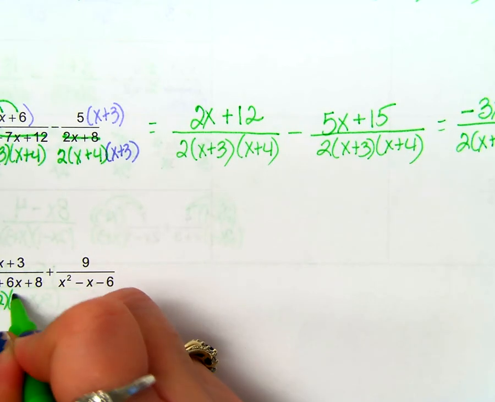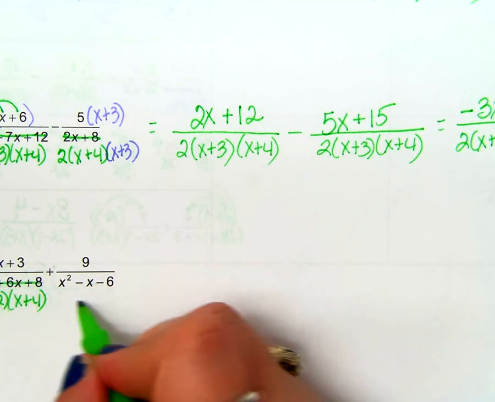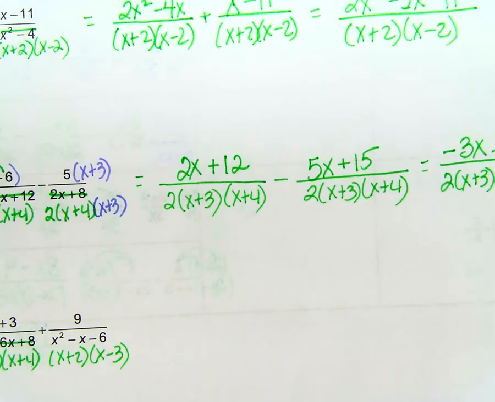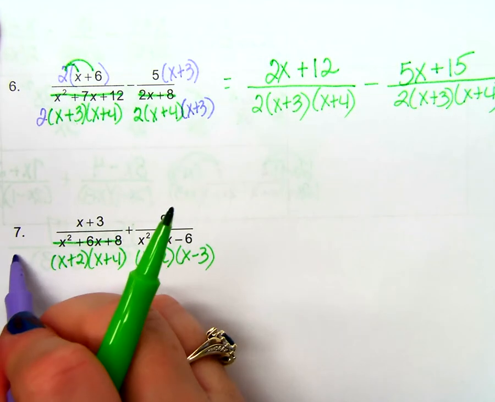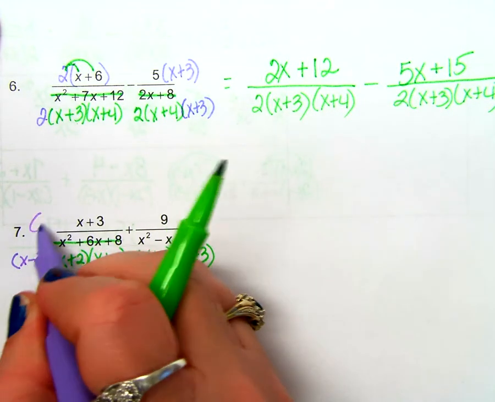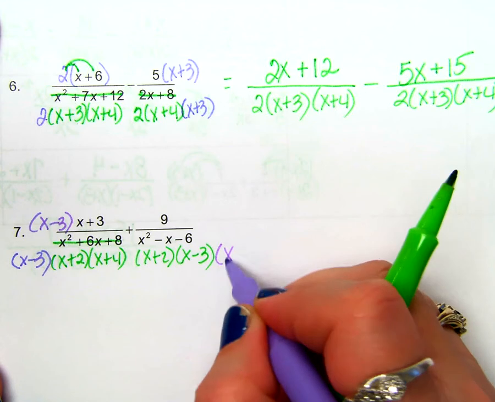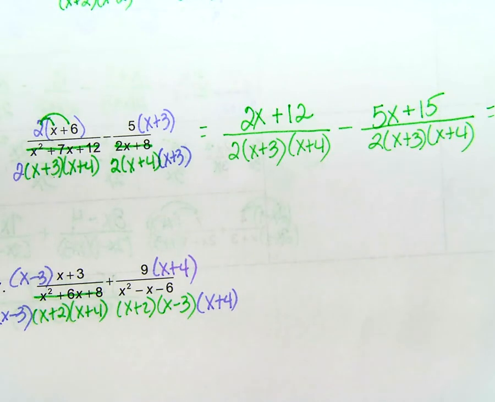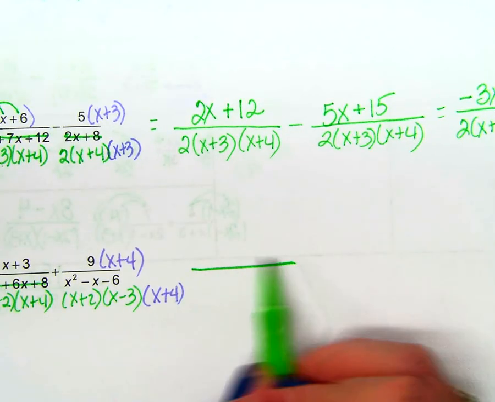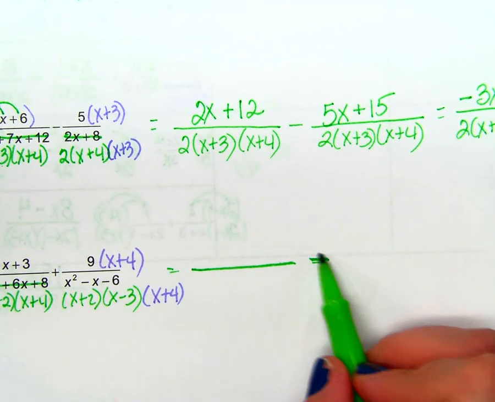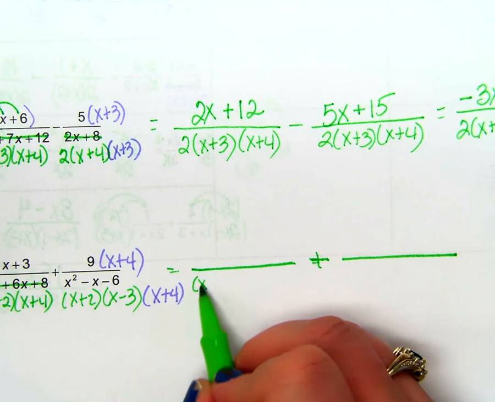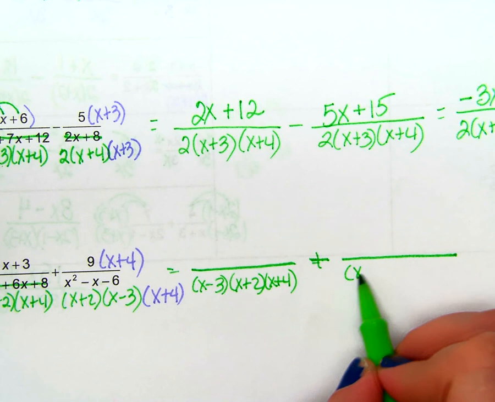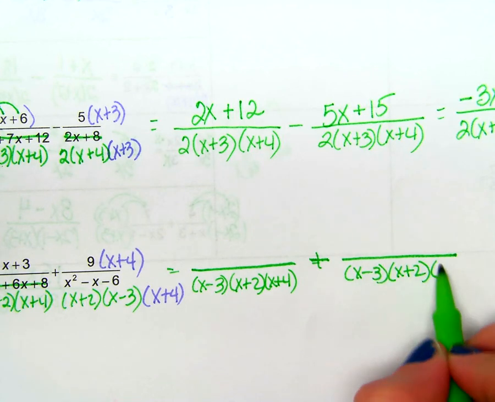This is x plus 2, x plus 4, and this is x plus 2 and x minus 3. This one needs an x minus 3. This one needs an x plus 4. So when I go to fill out my plus, I get x minus 3, x plus 2, and x plus 4.